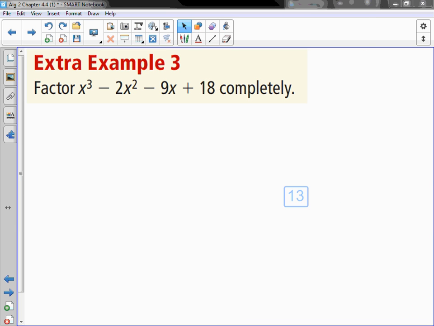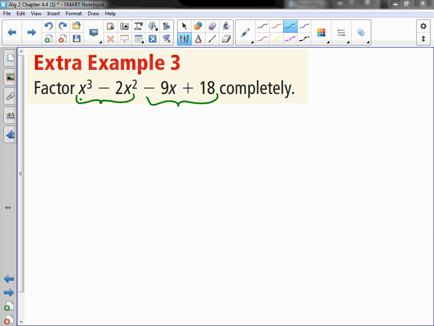Let's look at this one here. So again, I'm going to group these two and these two. Let's start off with the first two, x cubed minus 2x squared. And I'll give you a little bit of a hint and some tricks as we look at this one. Now, what is the greatest common factor between x cubed and 2x squared?